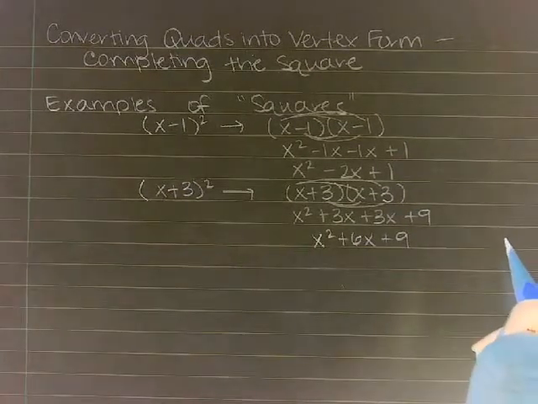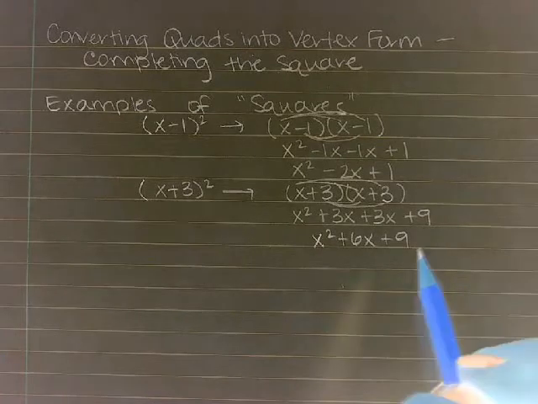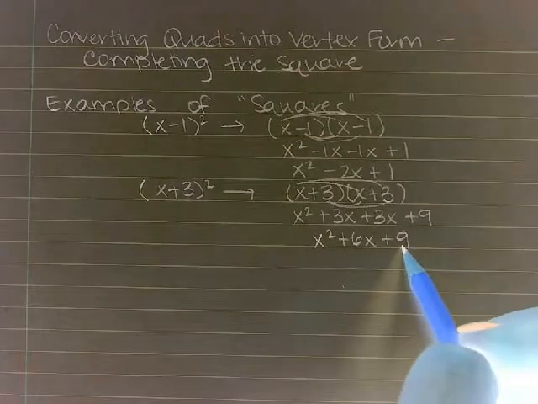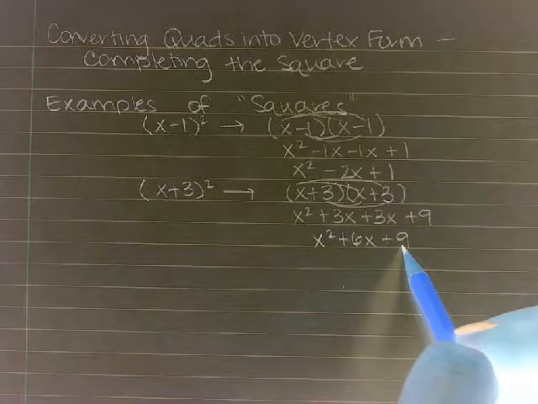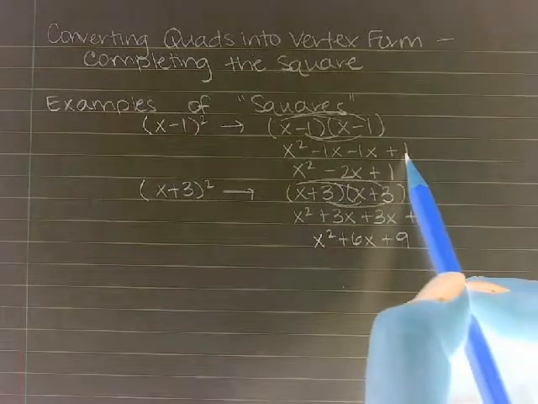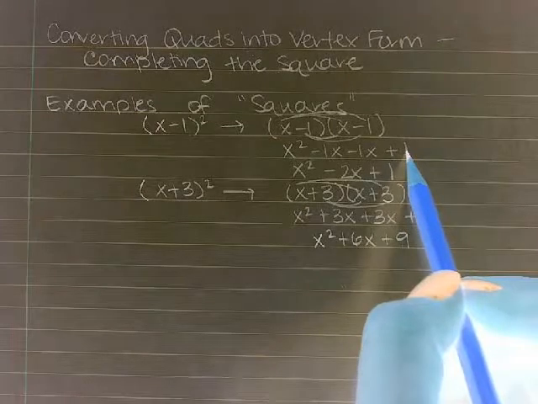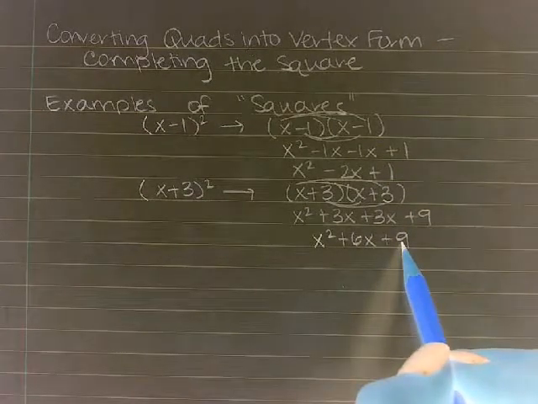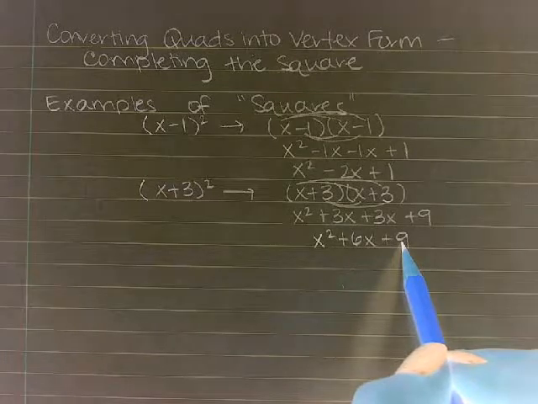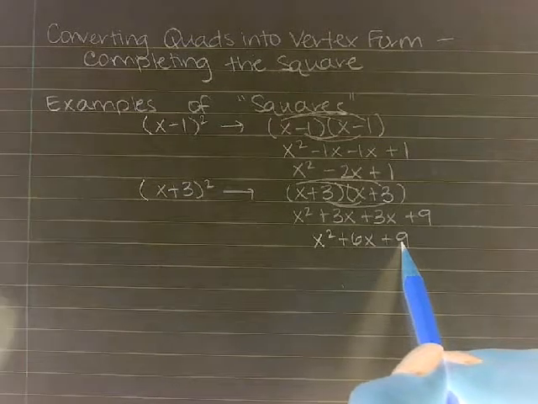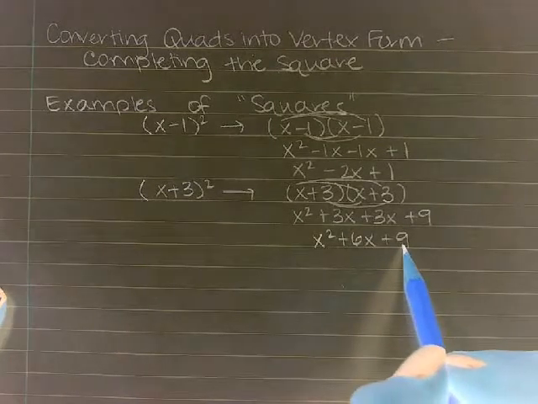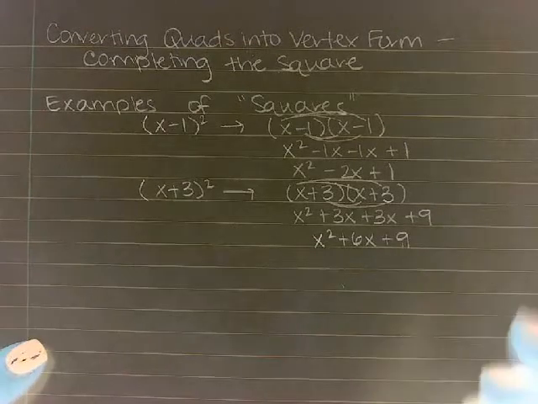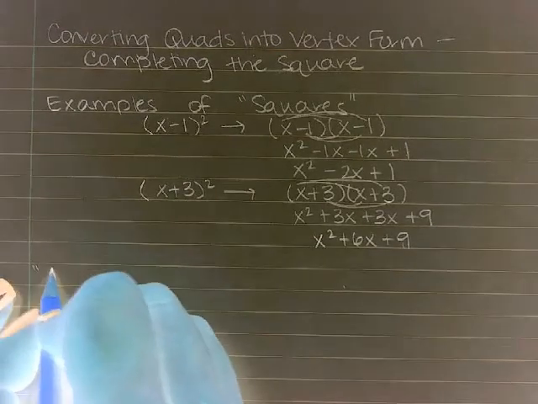So you'll notice here that you always end up, the third number here, the third term, is always a perfect square. Because to get this one over here, we did -1 times -1 is +1. To get this 9 over here, we did 3 times 3 is 9. So whenever you are completing the square, you're always going to end up with a perfect square number on the end, okay?